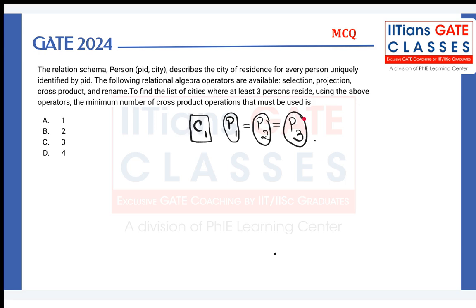So how many tables will you need that will allow you to compare P1, P2, and P3? How many tables will you need?